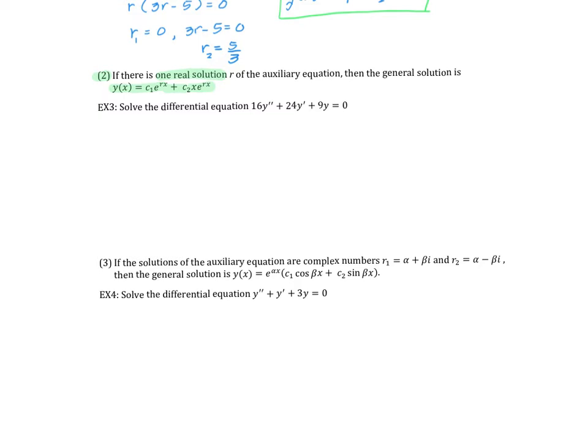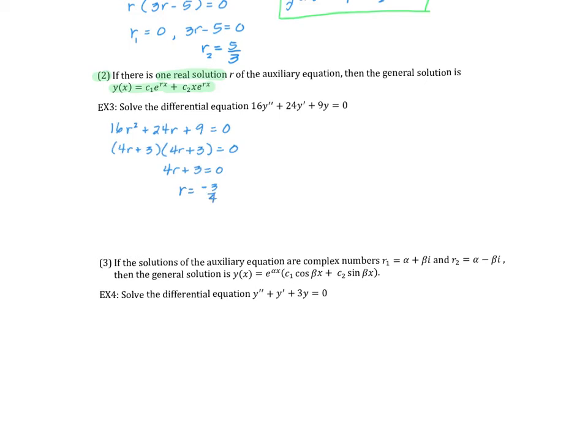Okay. So again, one real solution, that's the general form. Example 3, we're going to solve this differential equation, 16 second derivative of y plus 24 first derivative plus 9y equal to 0. So the auxiliary equation is 16 r squared plus 24 r plus 9 equal to 0. So now this should factor as 4r plus 3 squared, or 4r plus 3, 4r plus 3. So notice that there are two of the same solutions, which means I just have the one solution, 4r plus 3 equal to 0. So r is going to be equal to negative 3/4.